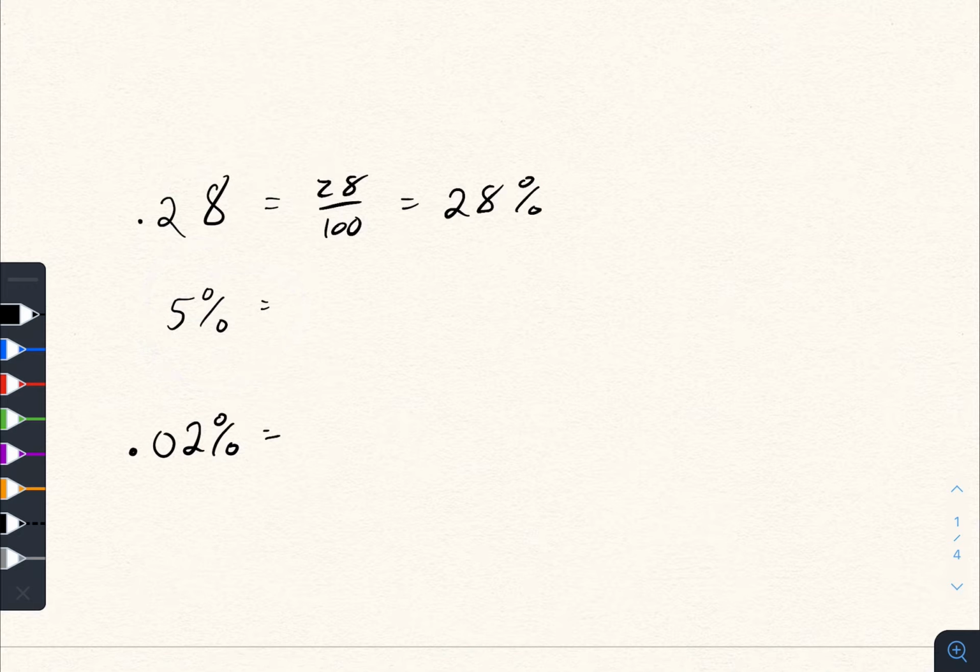Now 5%, what does that represent? That's just that number out of 100, so 5 hundredths. Or you could, as a decimal, write this as 0.05, or just 5 hundredths.